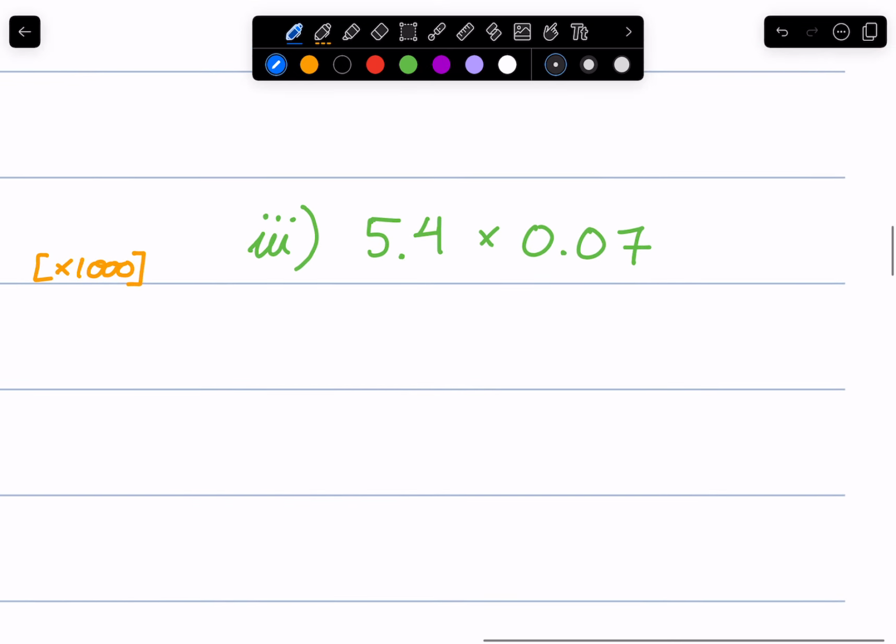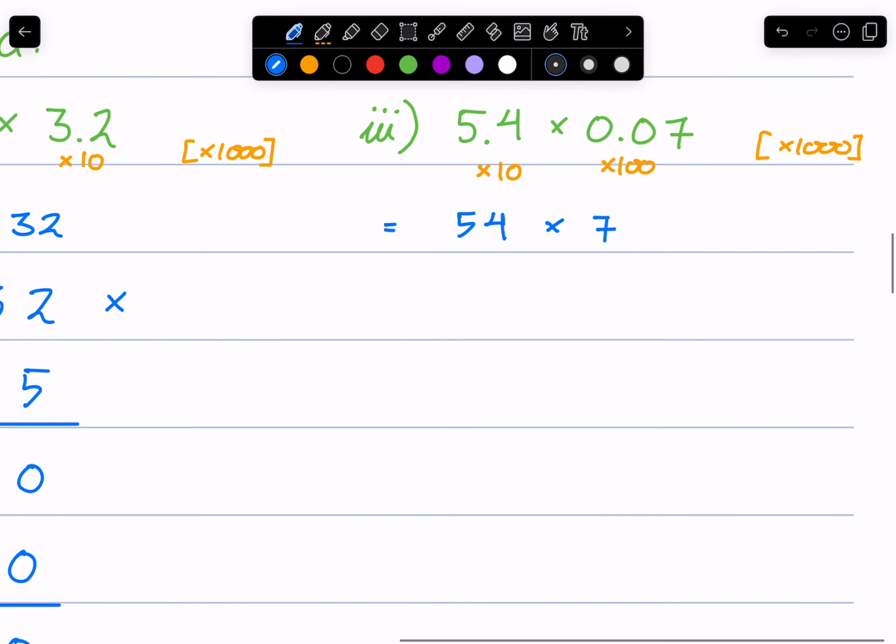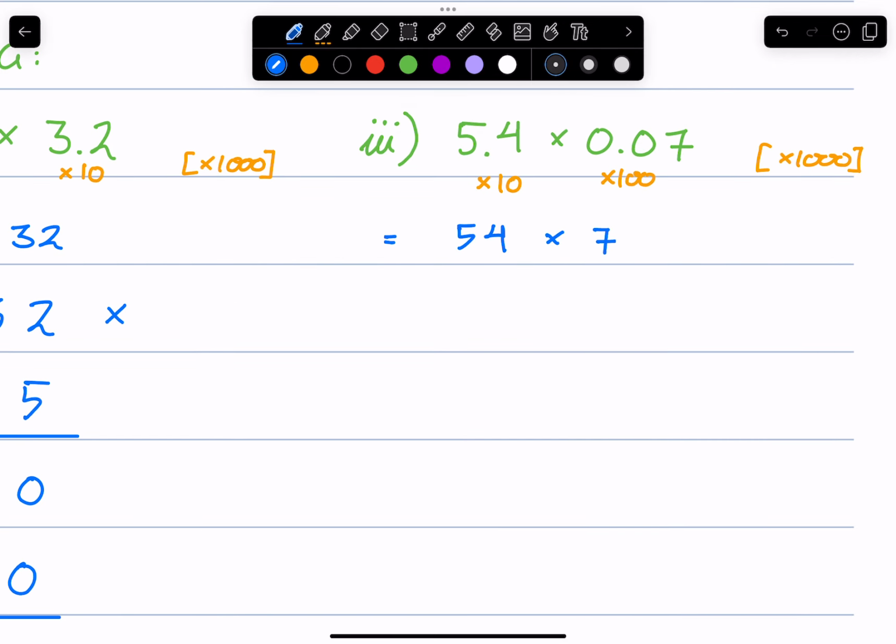Okay, so here we go. Once again, for this, we want to make this into a whole number. So times this by 10 and times this by 100. So in total, this is a multiplication of 1000. So our problem becomes 54 times 7. This one's a lot simpler because it's just a 1-digit number we're multiplying. So 54 times 7.